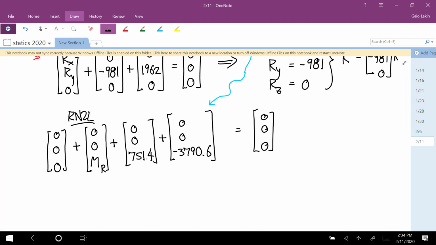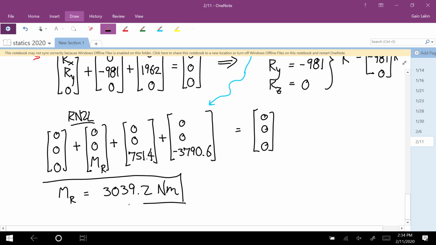The first two equations don't help. But the third equation says MR is equal to 3790.6 minus 751.4. So I think that's 3039.2. It's all in SI units, so that's Newton meters. And the positive means that that moment is counterclockwise.